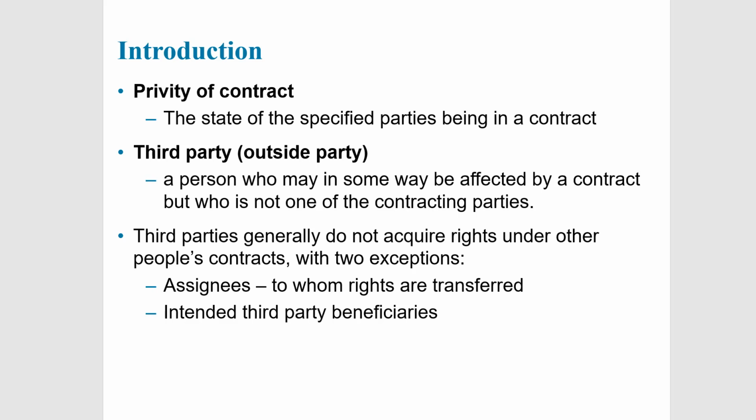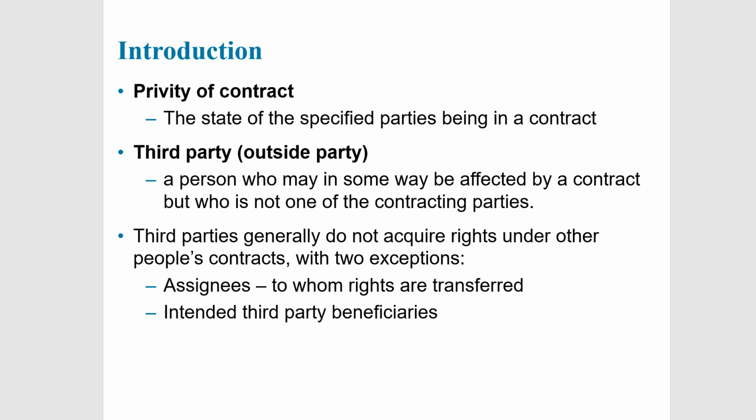That is a person who may in some way be affected by a contract, but who is not one of the contracting parties. The general rule is that third parties do not acquire any rights under other people's contracts. And then a big part of this lesson is on the exceptions to that rule. In which instances would a third party actually have rights under another person's contract?